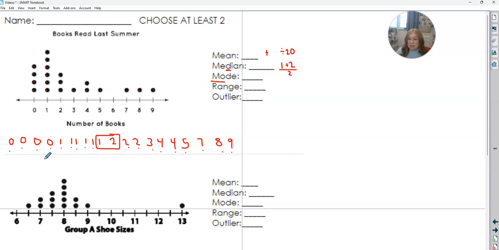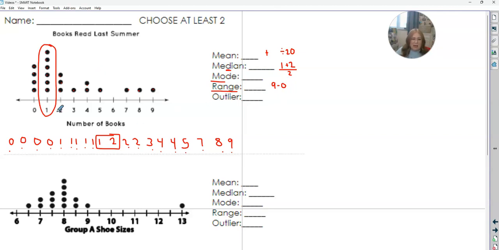Okay, the mode is the one that happens the most. This is nice because it's on the dot plot. We can already clearly see which one happens the most. So the most books read, it's the one that was most common. Okay, the range, we're taking the most read books, which was 9, and we're subtracting the least amount of books read was 0. So we're seeing how far are these numbers spread out.